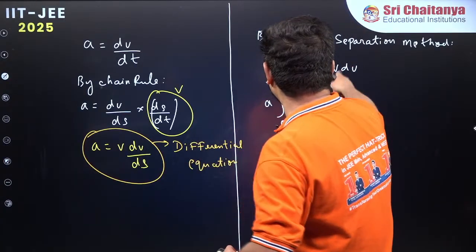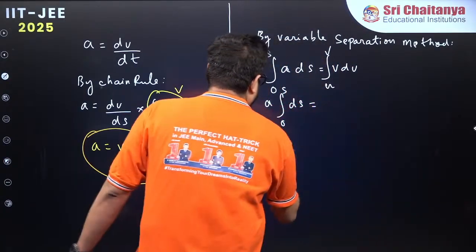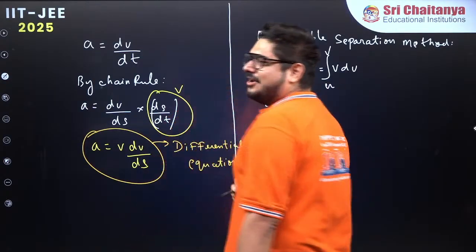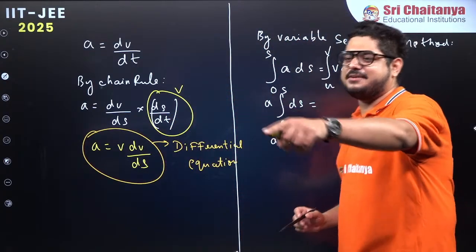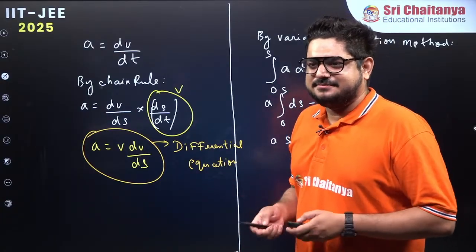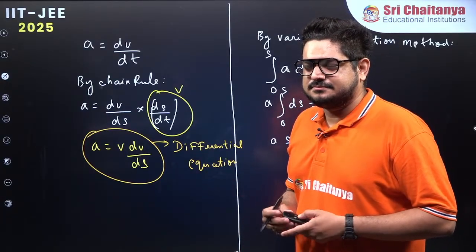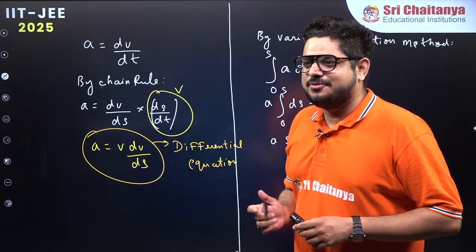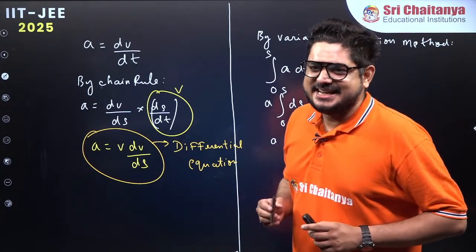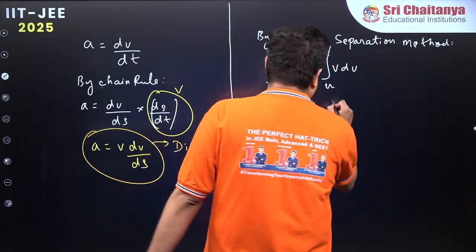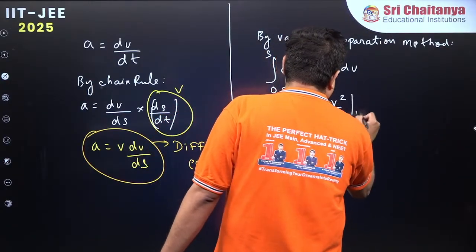Similarly, write down what is integral of v dv. What is integral of v dv? Write it down in the chat box, everyone. V square by 2, v square by 2, isn't it? It has to be v square by 2 itself. So you can write down that is going to be equal to v square by 2 limits u to v.